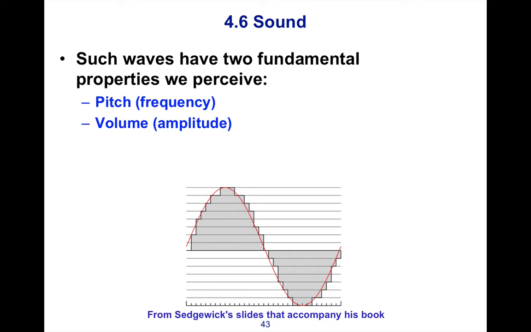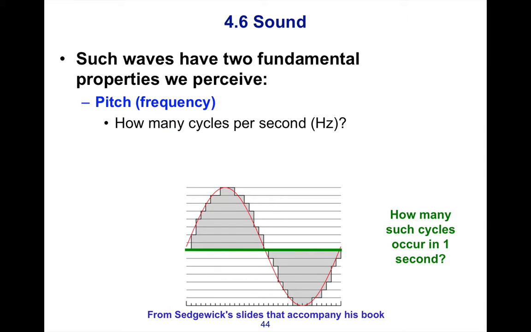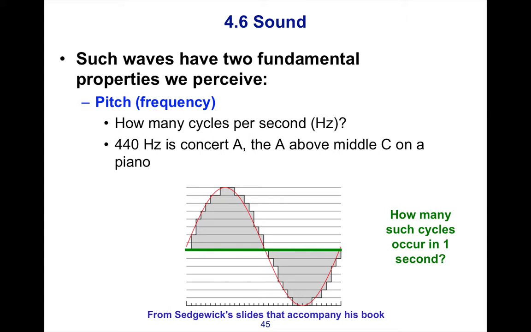We measure the pitch of the sine wave in terms of its frequency of oscillation per second. This is often abbreviated as hertz. It turns out that 440 cycles per second, or 440 hertz, is the standard for concert A, which is the A just above middle C on a piano.